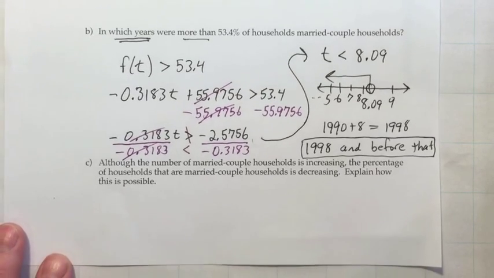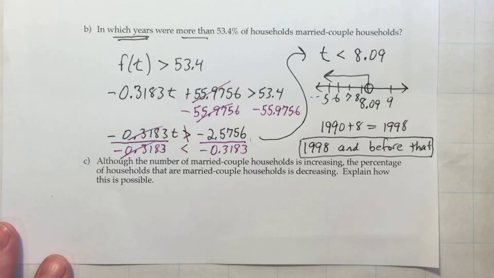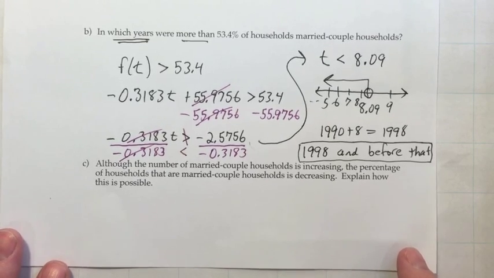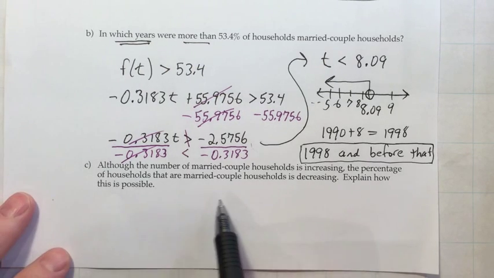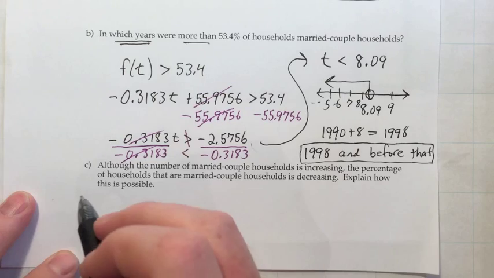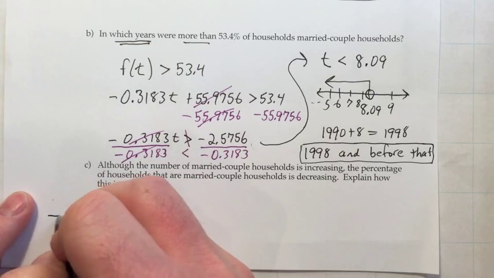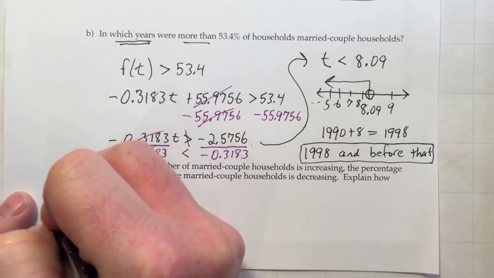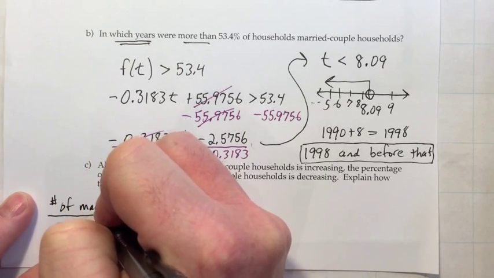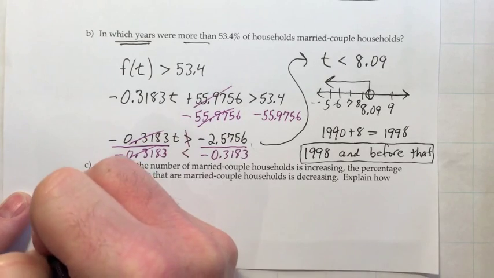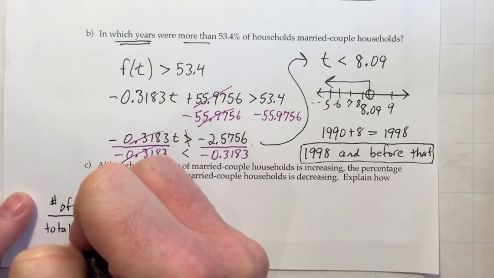All right, let's finish this off with one follow-up question. Although the number of married couple households is increasing, the percentage of households that are married couple households is decreasing. Explain how this is possible. So this is a little bit of a tricky question to answer, but when you think about the percentage of married couple households, percentages come from a fraction. You'd take the number of married couple households, and then you divide it by the total number of households.